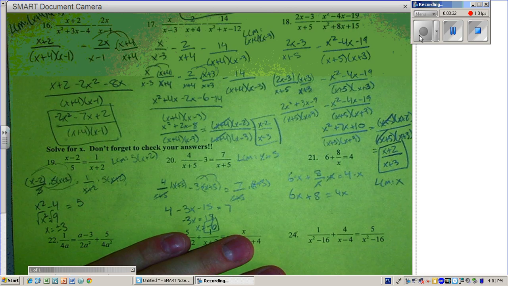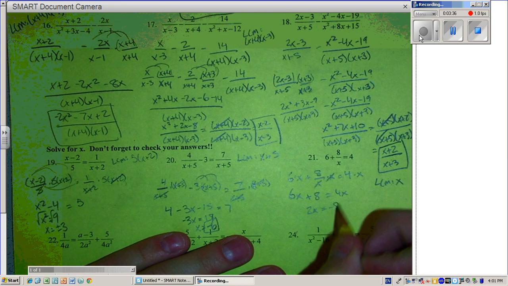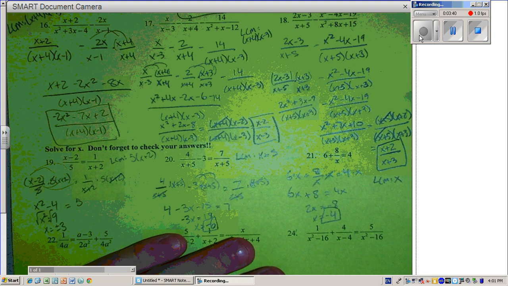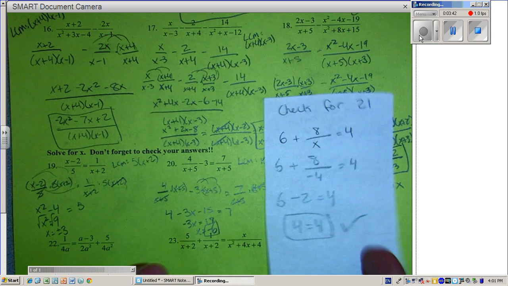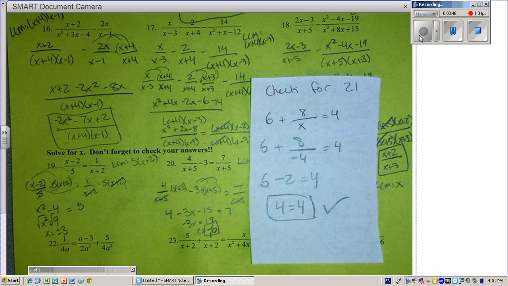Now I'm going to solve for x. If I do that, I get 2x equals negative 8 and x equals negative 4. Here's the check for that. I plug negative 4 in for x, I get 4 equals 4, which is a true statement.